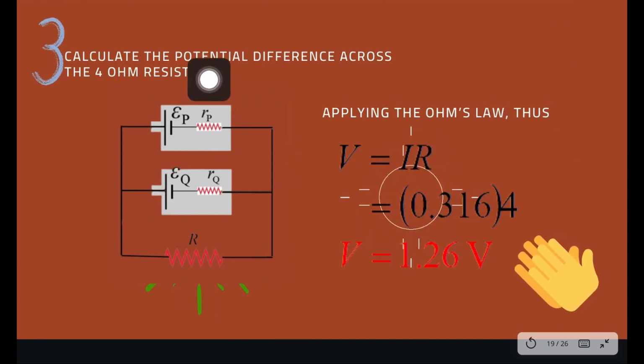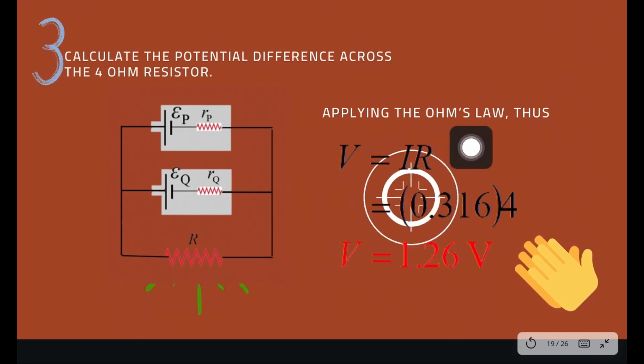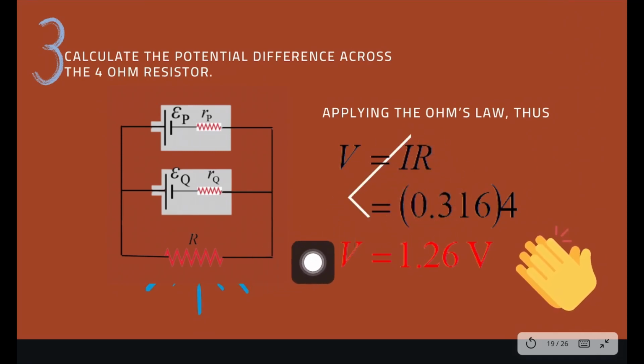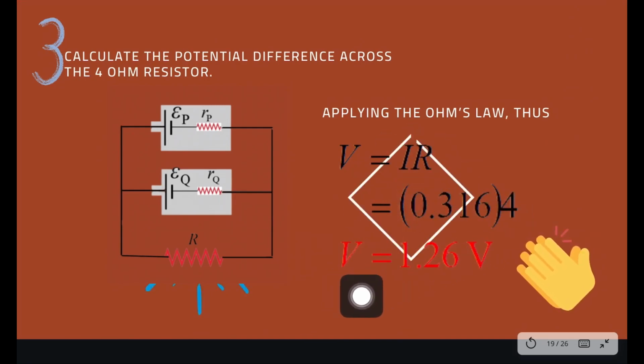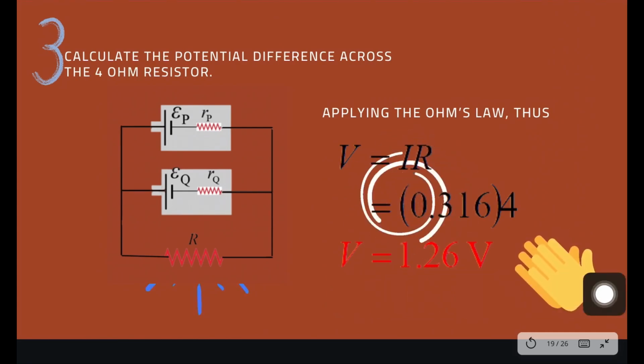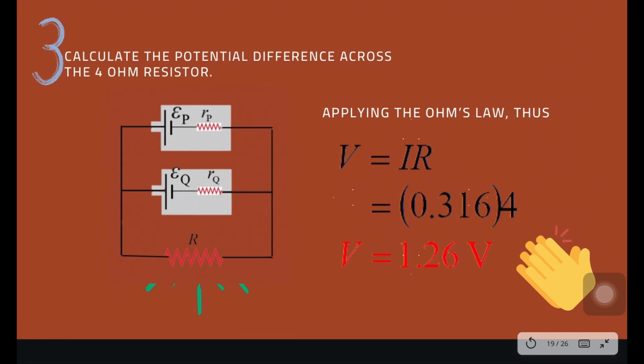So how to find the potential difference? Other than using the voltmeter, you can apply Ohm's law, where V equals IR, and we already know the value of I, which is 0.316. We times it with R, 4, and we will get V equals to 1.26 volt. Alright, done with question number 2.